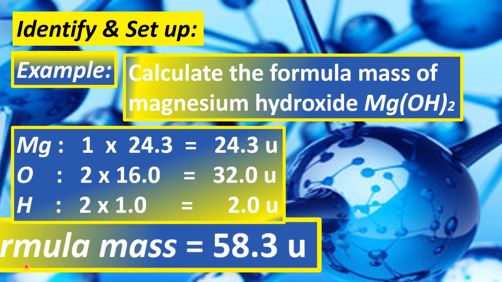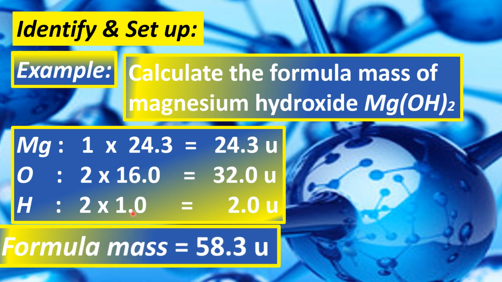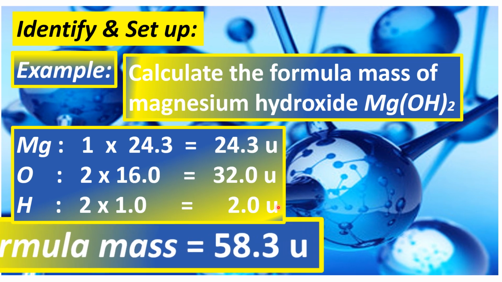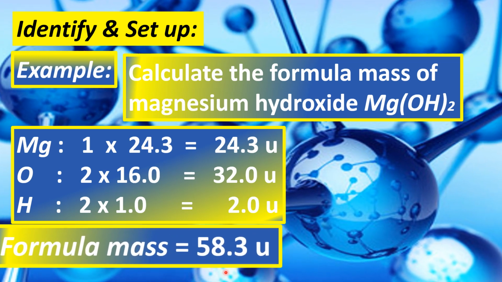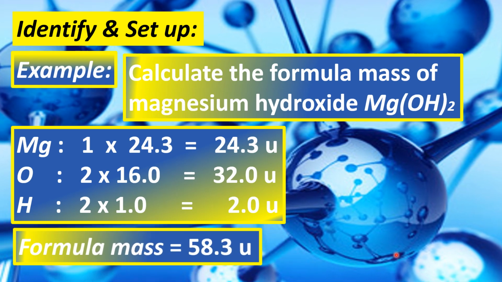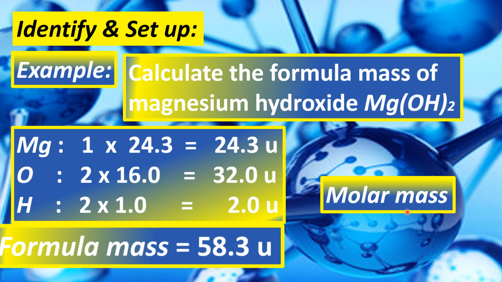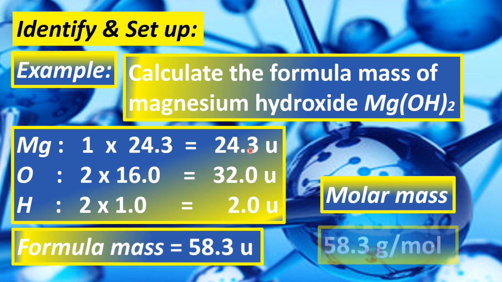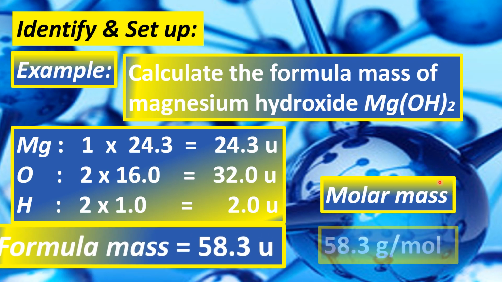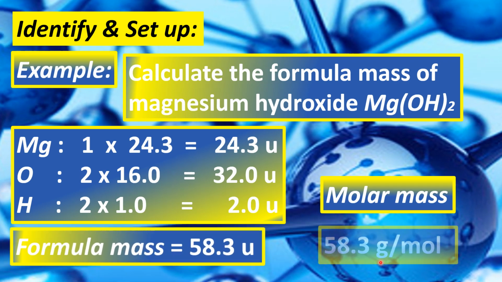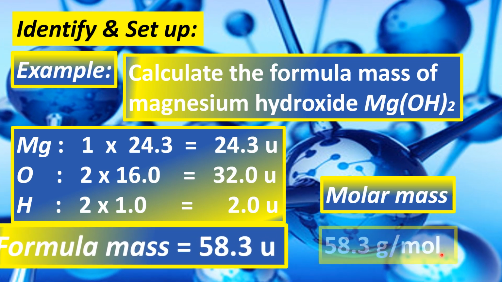We call this formula mass because magnesium hydroxide is an ionic compound. In addition, when this formula mass is expressed in grams per mole, we also get what we call the molar mass. So the molar mass of magnesium hydroxide is simply equal to 58.3 grams per mole.